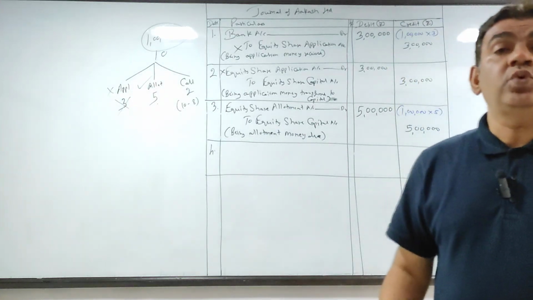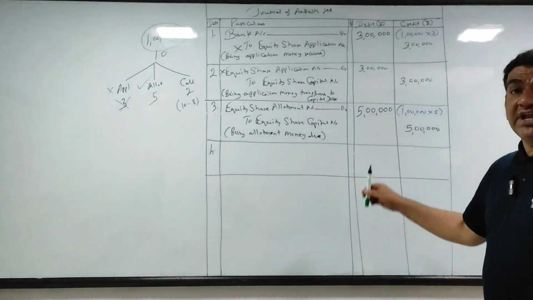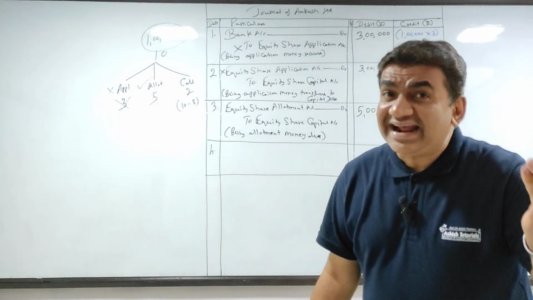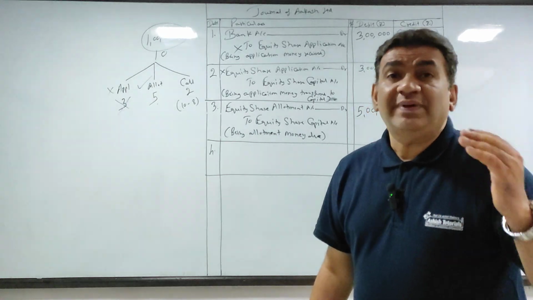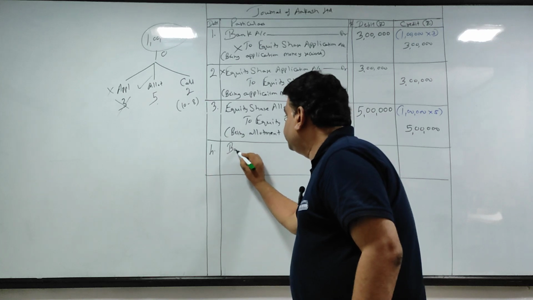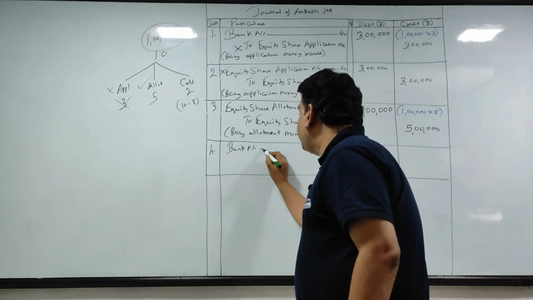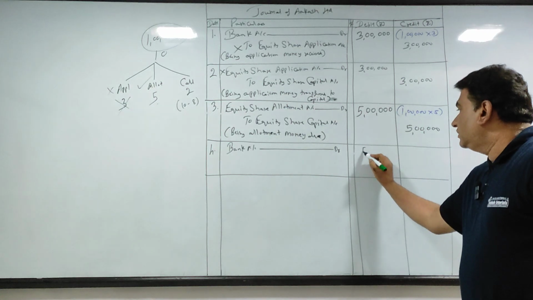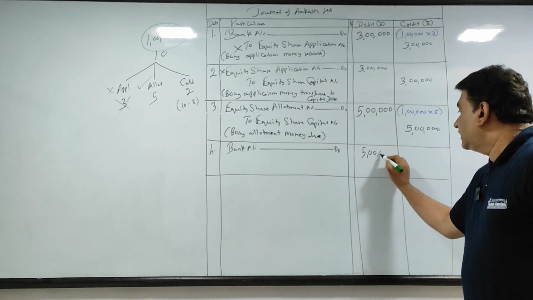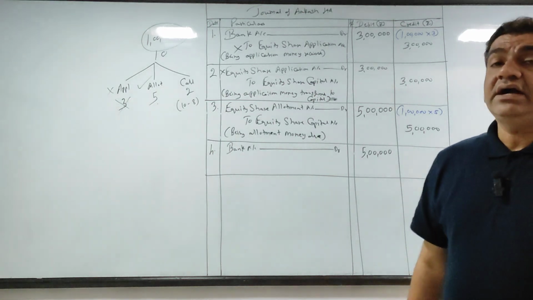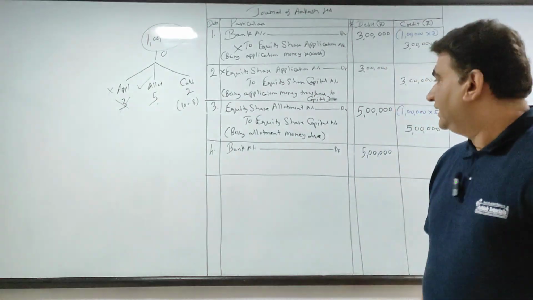That means I am getting the full 5 lakh. That means money is coming in. So money is coming in. Therefore, I will debit bank account. How much is coming? 5 lakhs. So bank account debit 5 lakhs.